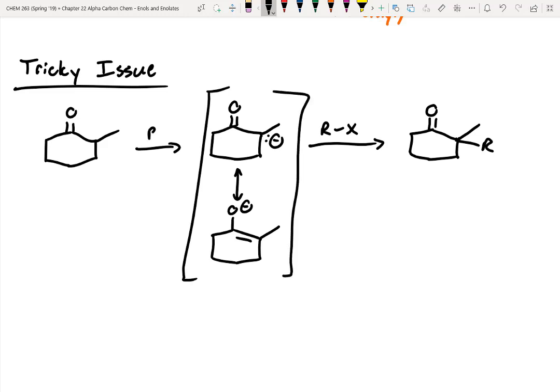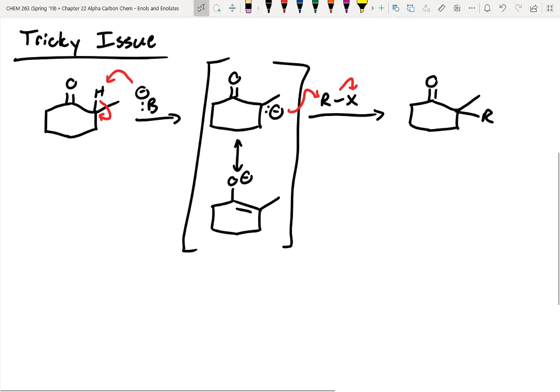And we know we can do this with some sort of base, so let's just fill in the full mechanism, right? So in this reaction, we're going to grab this alpha proton, form our resonance stabilized intermediate, and then this will react and kick off our leaving group. All right, so that's one option.